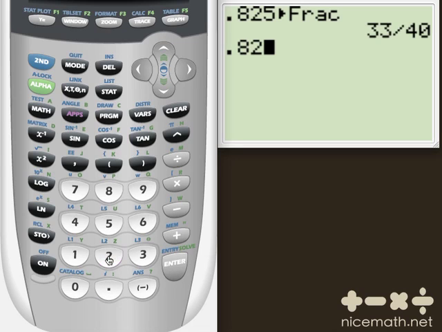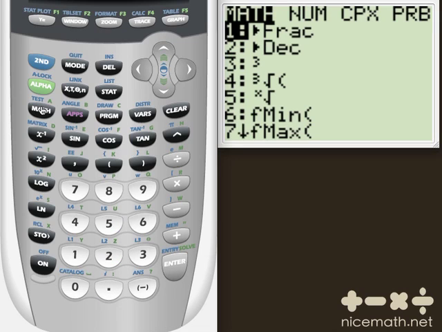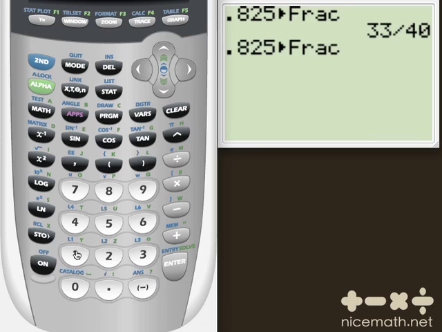Another way to do it, after hitting the math key, is we can just hit the number on our keypad that goes with what we want. So if we want decimals, we would just hit number 2. But since we want fraction, we could just hit number 1 and then press enter. That's usually the way that I like to do it. I usually just hit the number of the menu that I want.